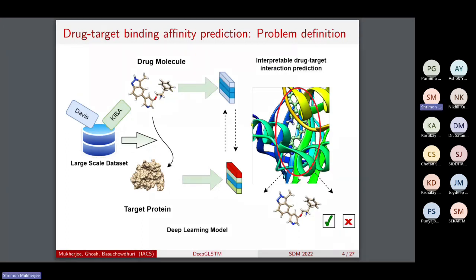From this figure, we can see that these are large scale datasets. Typically, in this domain, Davis and KIBA are used. I will discuss the datasets in the upcoming slides.